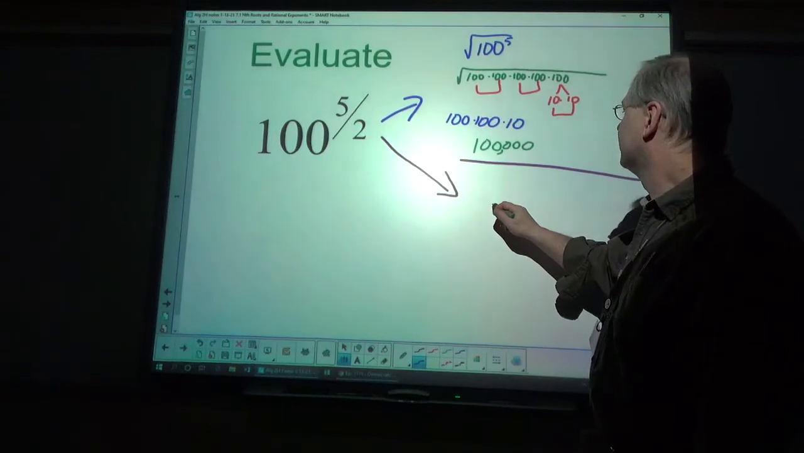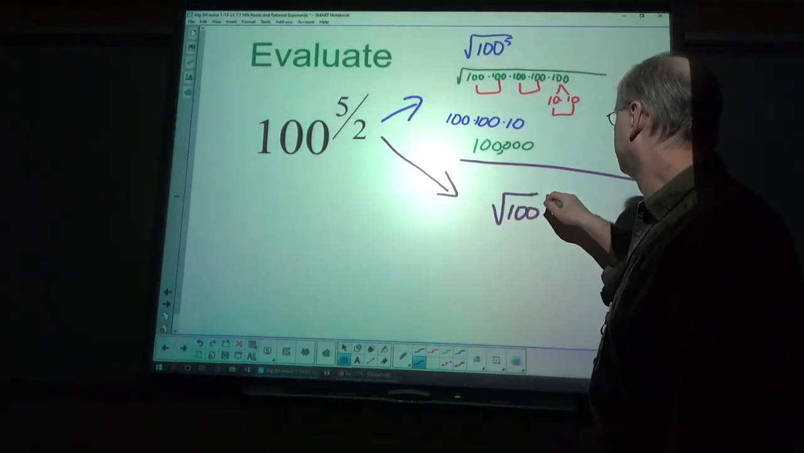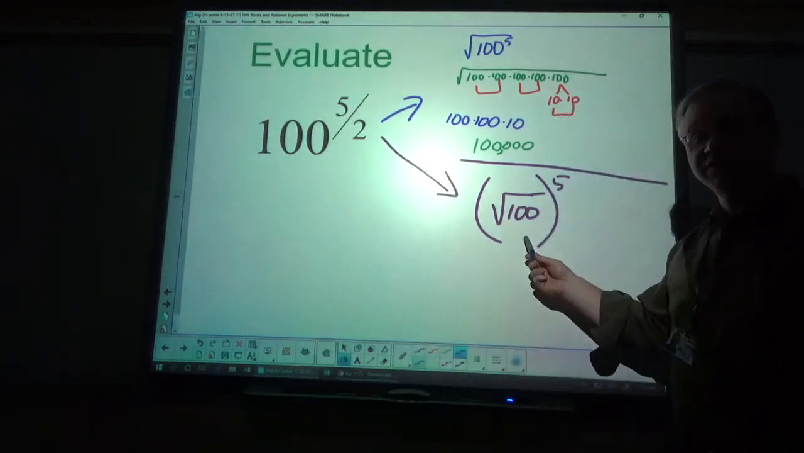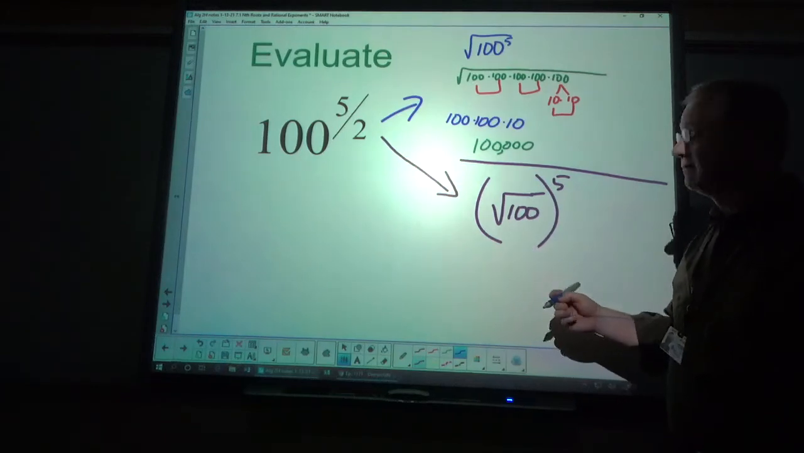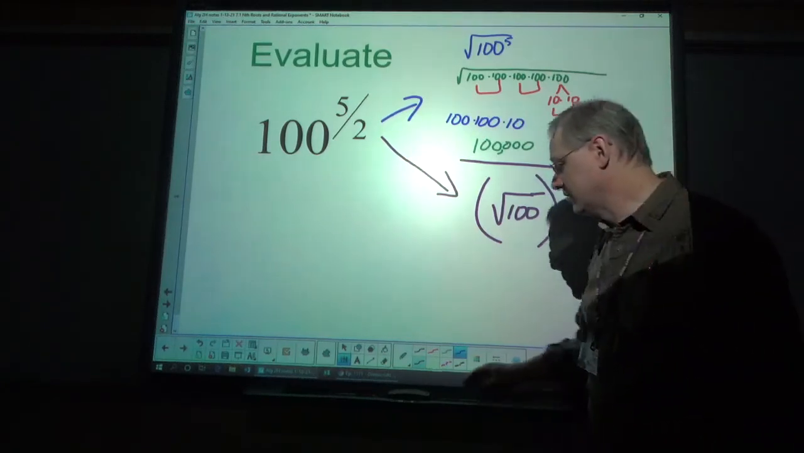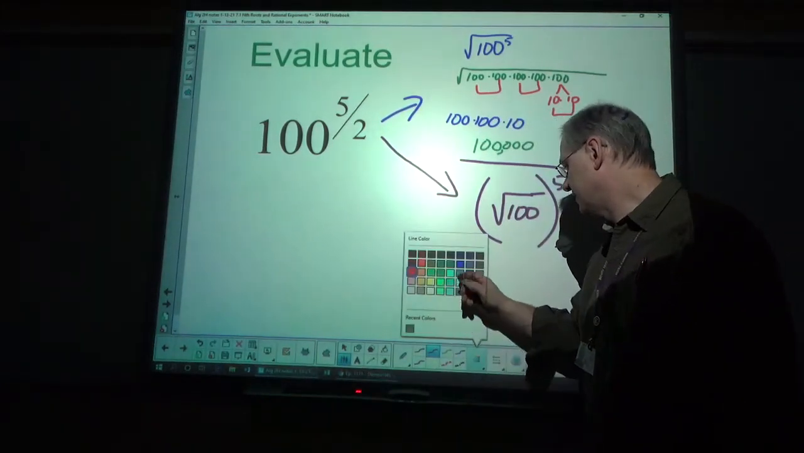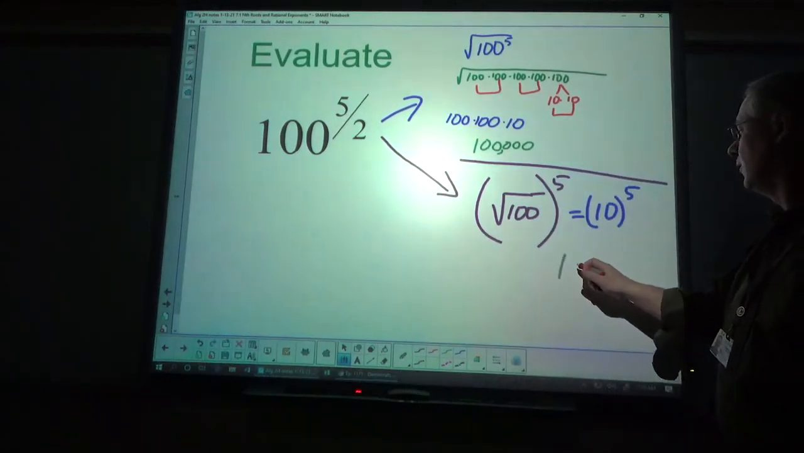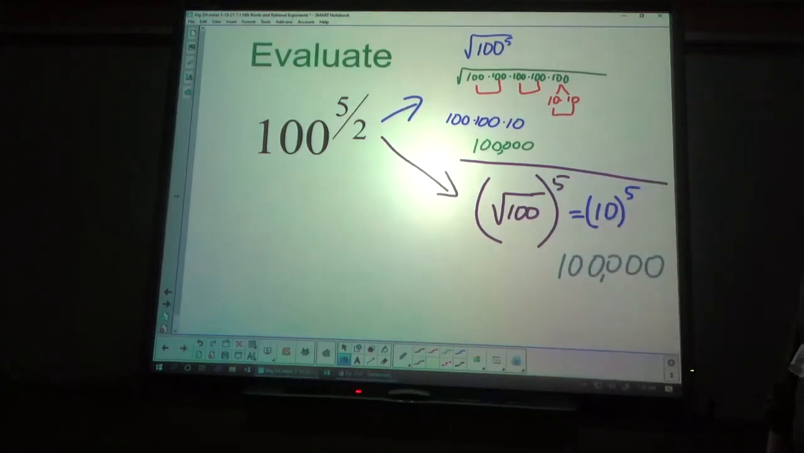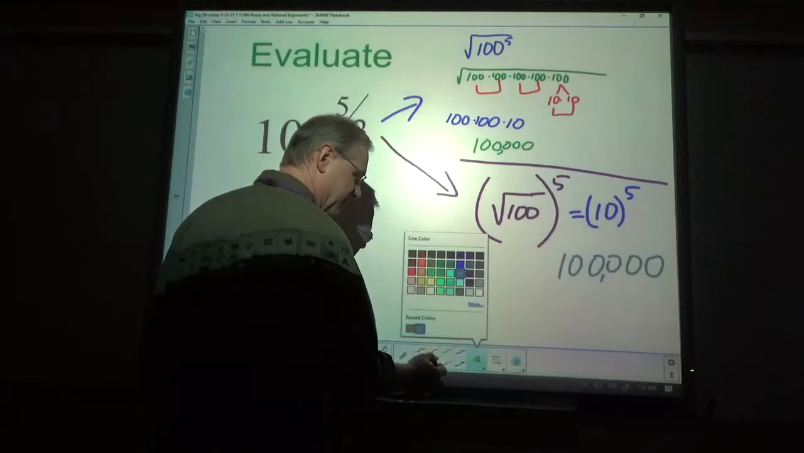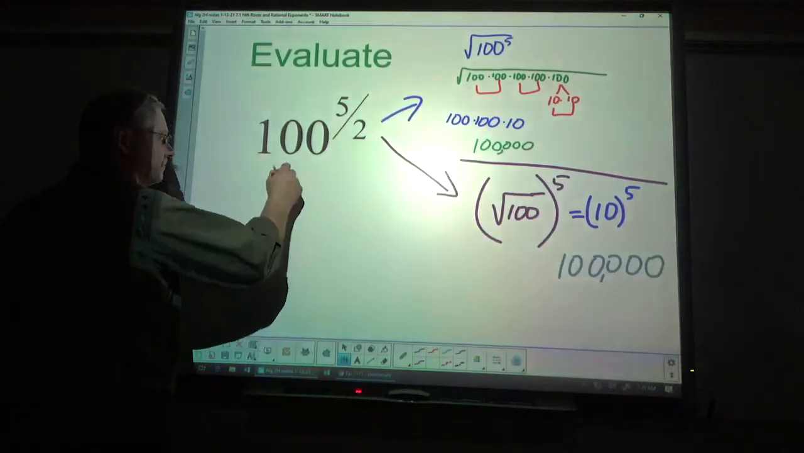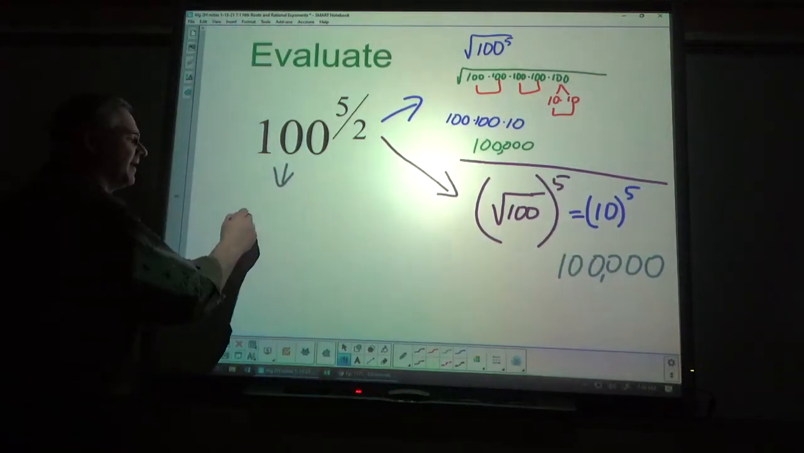What if I said the square root of 100 to the 5th? Now we showed that earlier. Can't I do the square root of 100? Isn't that 10? And 10 to the 5th power is just a 1 followed by 5 zeros. Again, 100,000. Well, believe it or not, there is another way I can approach this. 100.